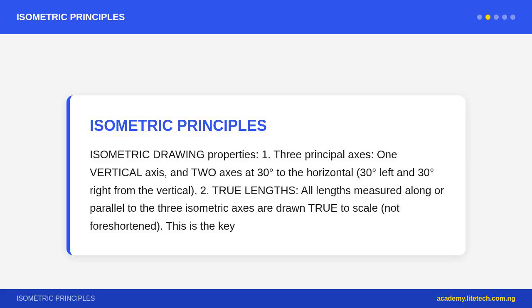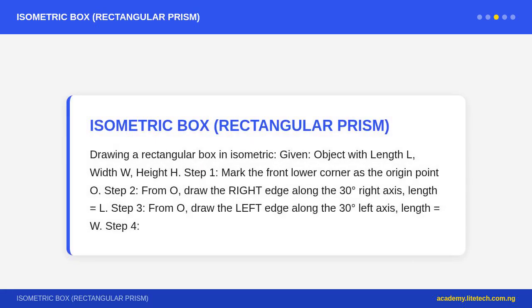Nigerian application. Furniture designers in Aba, Kano, and Lagos use isometric sketches to present cabinet and shelf designs to clients before manufacturing. The 3D view is immediately understandable to a client who cannot read orthographic views. Circles in isometric projection appear as ellipses.